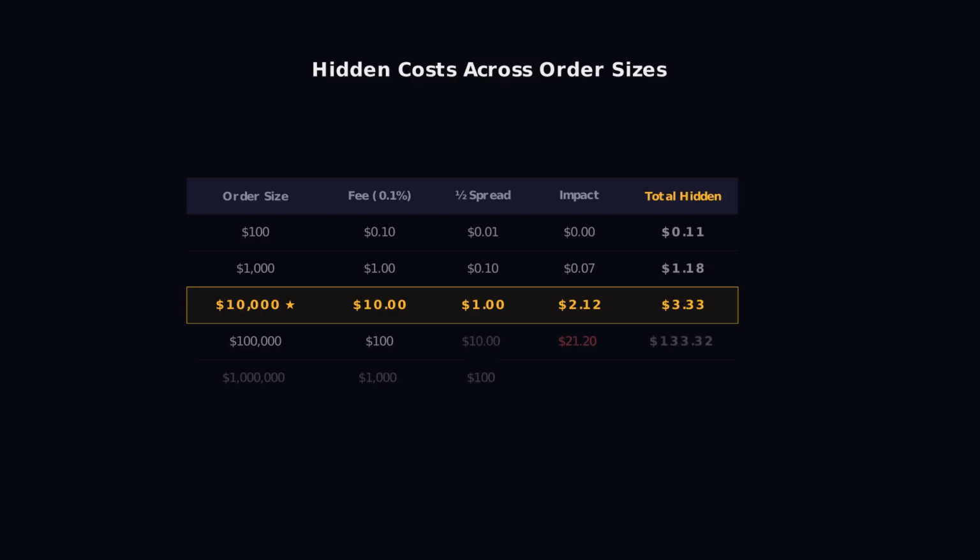$100,000, $133 of hidden cost. Now execution quality matters significantly. $1 million, $1,837 in hidden costs. This is why institutions exist. Price impact, the third column from the right, is where the scaling diverges most dramatically from what traders expect.